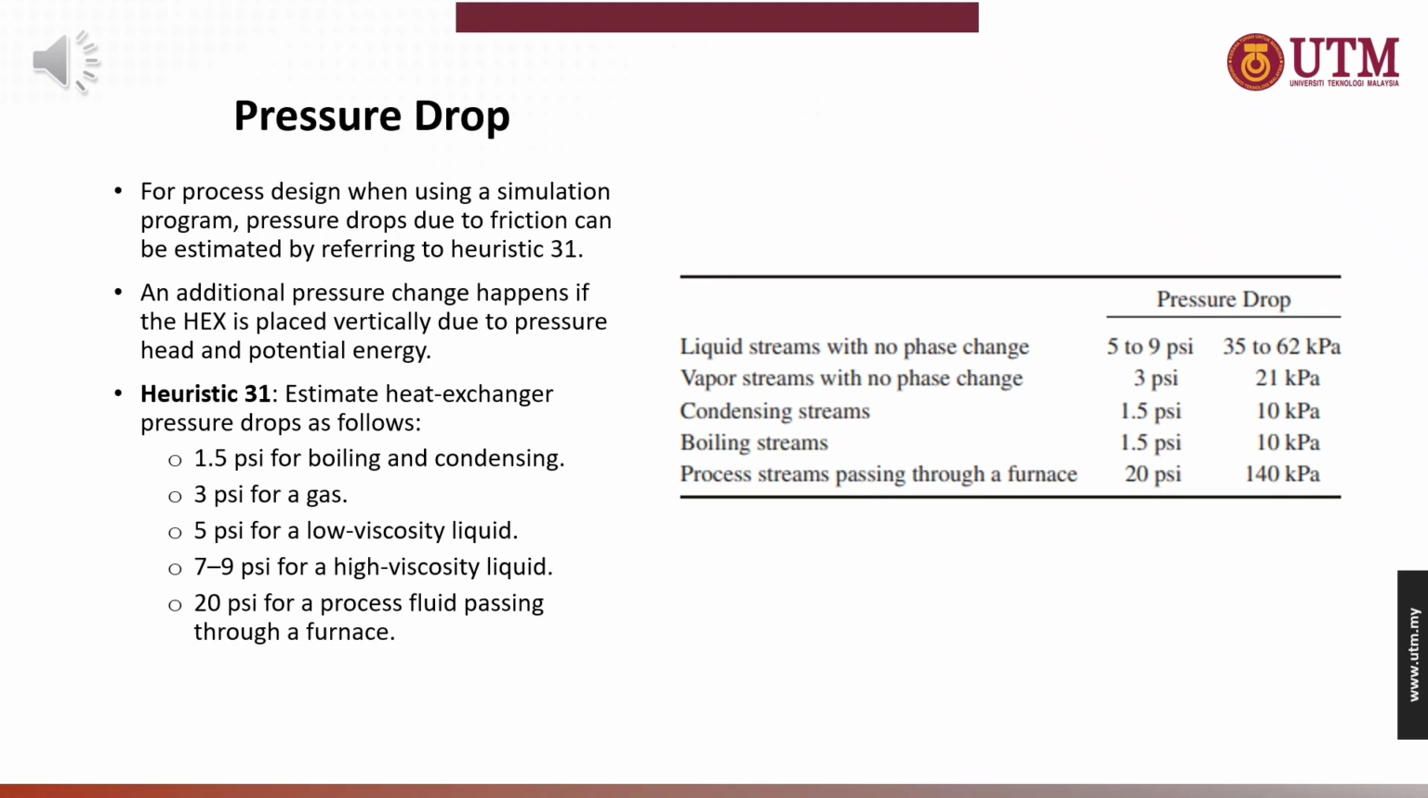Based on heuristic 31, estimate heat exchanger pressure drops as follows: 1.5 psi for boiling and condensing, 3 psi for gas, 5 psi for low viscosity liquid, 7 to 9 psi for high viscosity liquid, and finally 20 psi for process fluid passing through a furnace. The table beside shows the pressure drop based on the liquid stream, vapor stream, condensing stream, boiling stream, and process stream passing through a furnace.